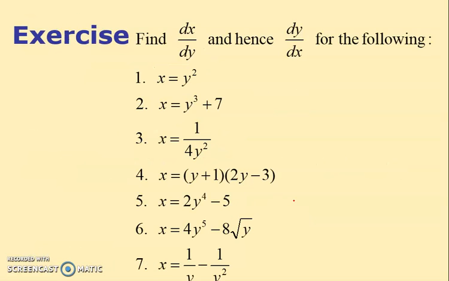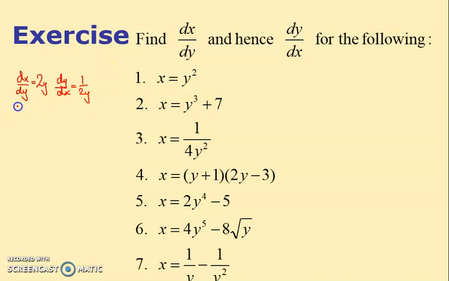So here's some for us to do. Let's go through these. I've got x equals y squared. So over here I'm going to do my working out every time. dx by dy equals 2y. So I reckon dy by dx is 1 over 2y. And that's all really we're doing.